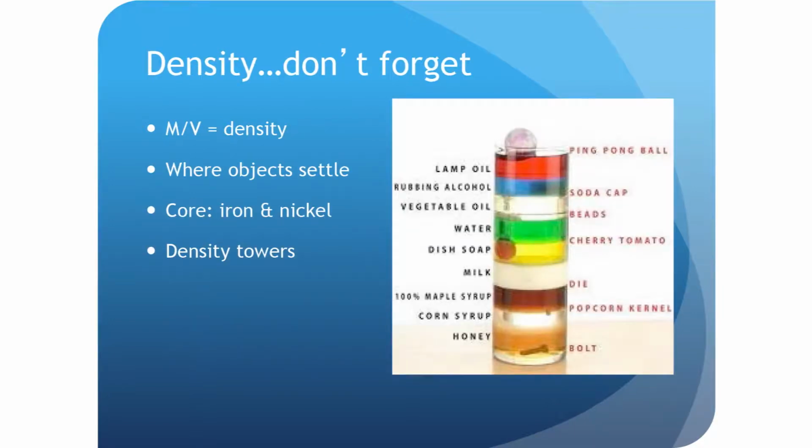So here's one last little reminder of density. Don't forget the formula, mass divided by volume, determines where objects will settle. Will they settle towards the bottom if they're more dense? They will settle towards the top if they're less dense. Things like the core are made up of iron and nickel, so those are usually a good thing to use to represent it. And think back to your density tower, what you were able to put in and what worked and what didn't work.